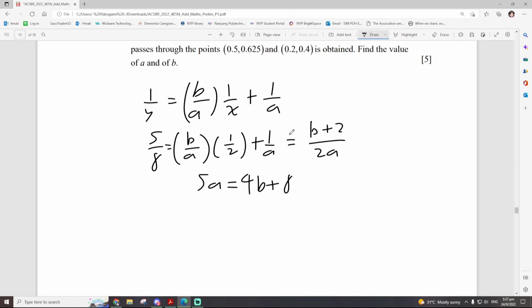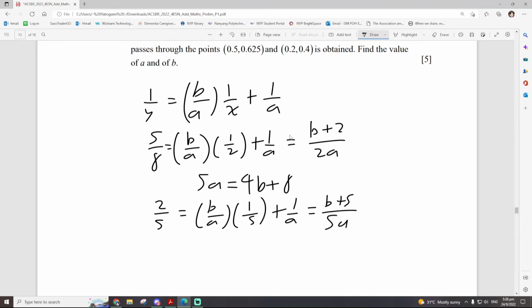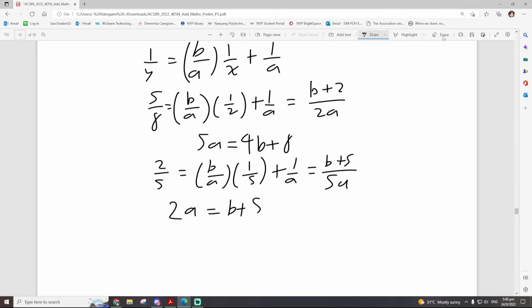And the other equation is 2 over 5 actually, sorry. 0.4 is 2 over 5. So 2 over 5 equals b over a times 1 over 5 plus 1 over a. And let's see what this is. This is b plus 5 over 5a. So 2a equals b plus 5.